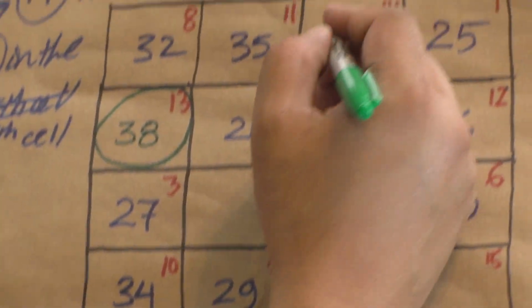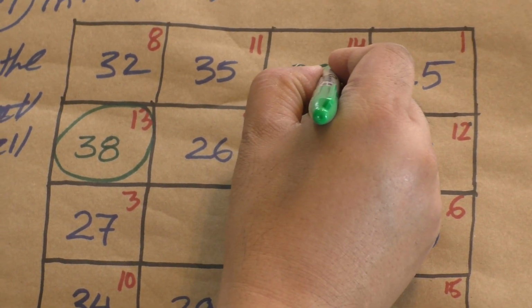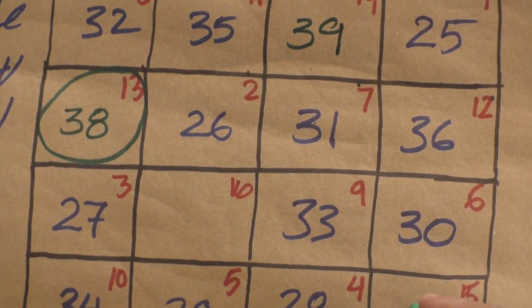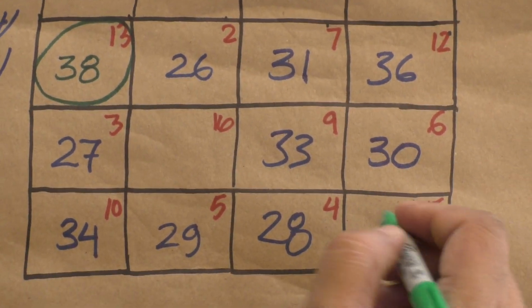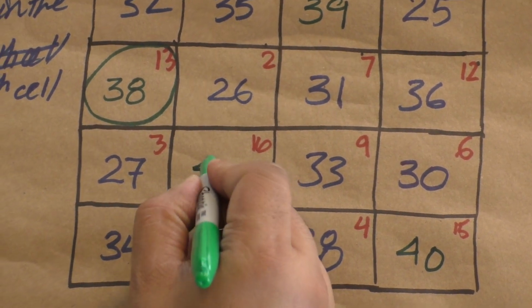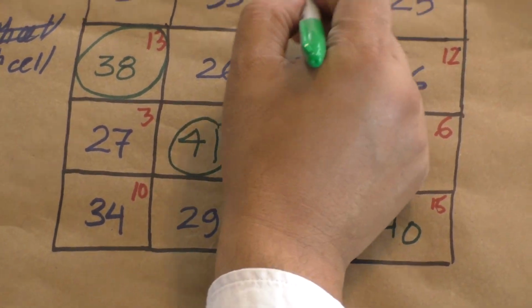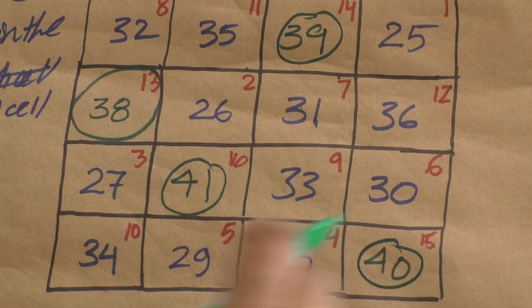13 is here. Then we go to 14 position, which will be 39. 15 position will be 40. And the 16 position will be 41. Let's circle all of these values. I've also put them in green.